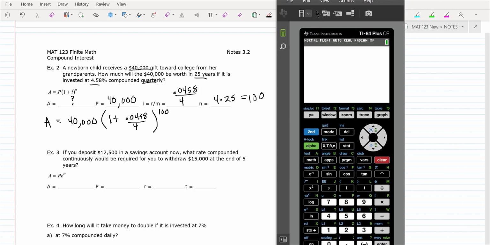So go to a clear screen, put this in with me, and see if you don't get the same answer. So 40,000, parentheses, 1 plus 0.0458, and divide by 4 because it's quarterly. Close parentheses, raised to 100. Remember, that's 25 years, 4 times a year. Let's see how much money you have for college now.